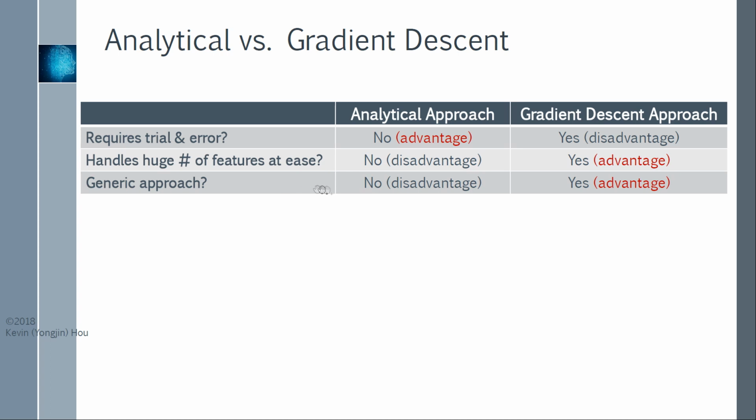The third one is whether the approach is generic. The analytical solution is not generic. We have a very elegant solution for linear regression, maybe for some other nonlinear cases, but when the functional form, when the algorithm gets more complicated, quite often there's no analytical solution. In that case, gradient descent is the main approach we have to rely on.